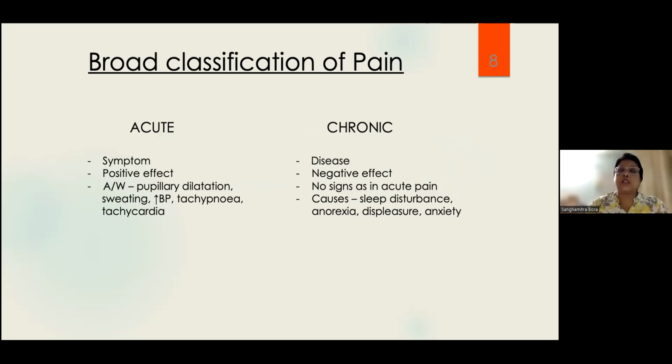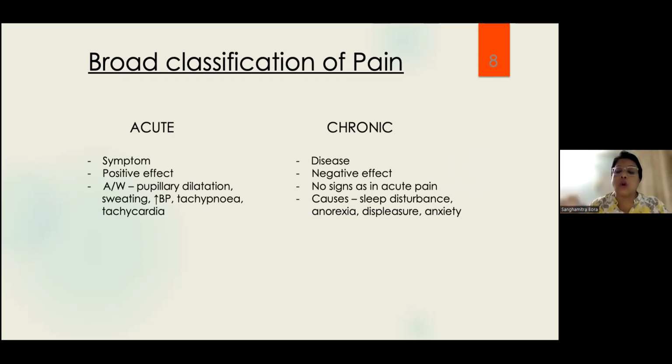Based on time, we can divide pain into two groups, mainly acute pain and chronic pain. Acute pain is actually considered a symptom. It has a positive effect on the person because it denotes some underlying disorder that can be treated, and it is associated with certain signs and symptoms like pupillary dilatation, sweating, increased blood pressure, tachypnea, tachycardia, etc.